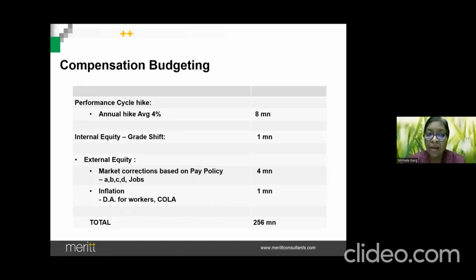Okay. Then I'm saying, hey, this year performance hikes, which will cost me about 8 million. Again, because of internal equity, I have to make some kind of a shift. Maybe it will cost me 1 million. Again, for market corrections, it's going to cost me 4 million. Then again, inflation, etc., it's going to cost me 1 million. Now I have to add up all these line items, which are coming up to 256.